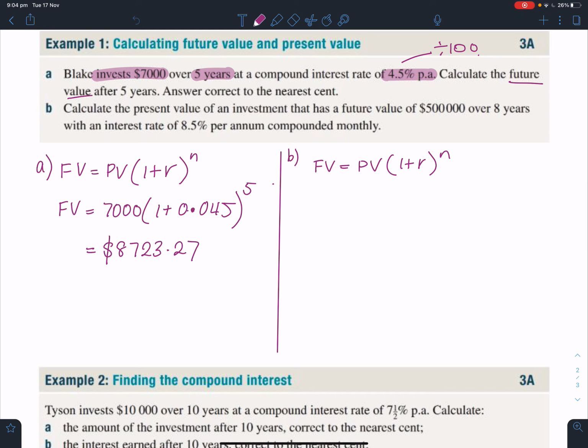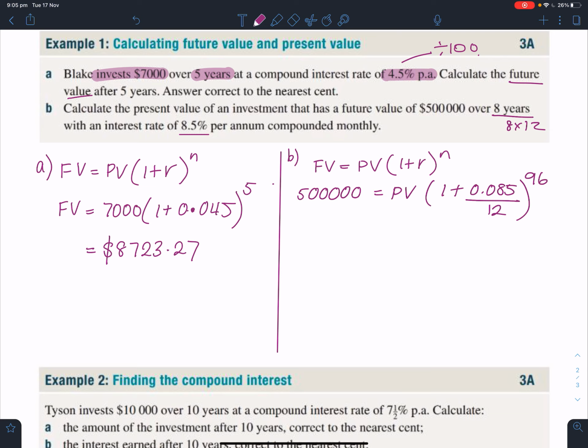So in this case, we know that the future value is 500,000. The present value we don't know, that's what we're finding. The rate is 8.5% and it's compounded monthly. Okay, so 0.085. Now, because it's compounded monthly, I'm going to divide that by 12. And the number of terms is 8 years, but monthly. So it's 8 times 12, which is 96.